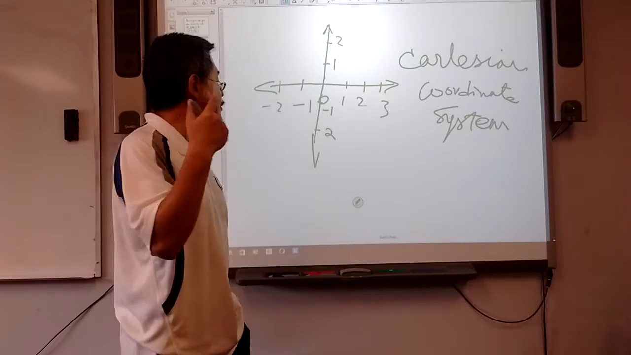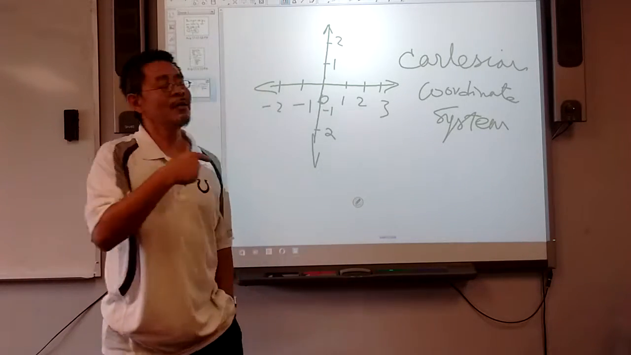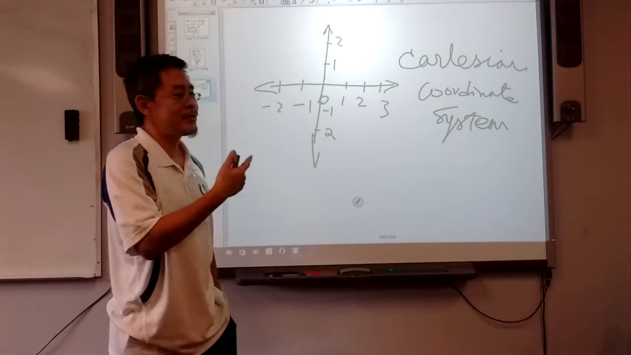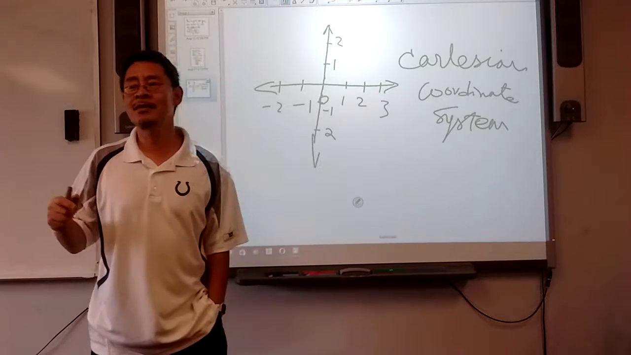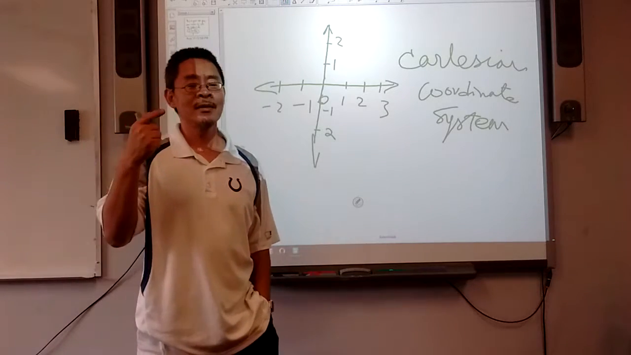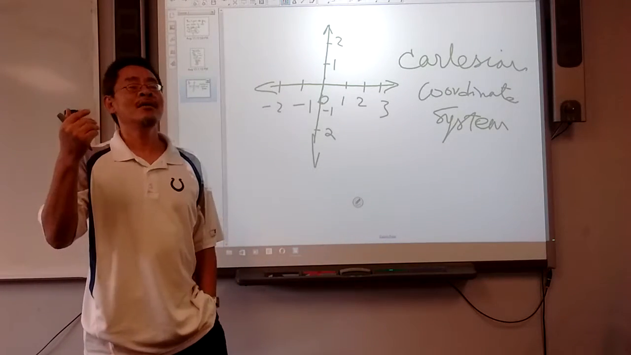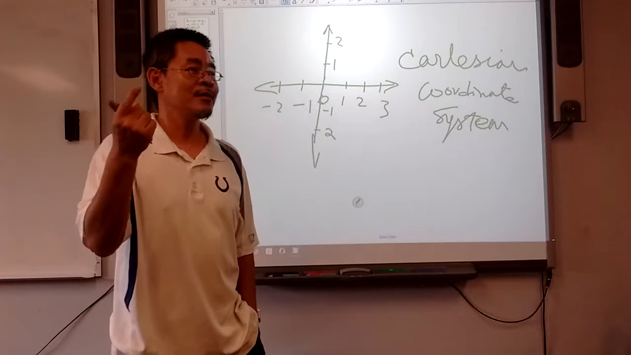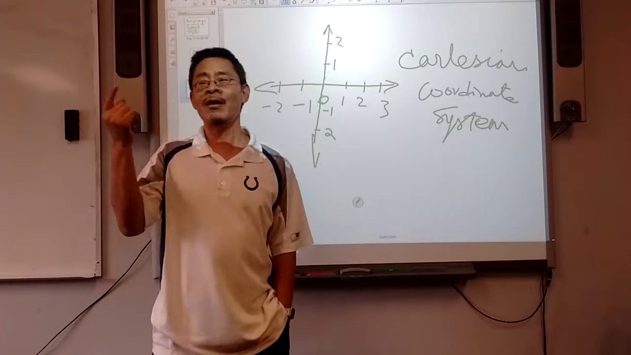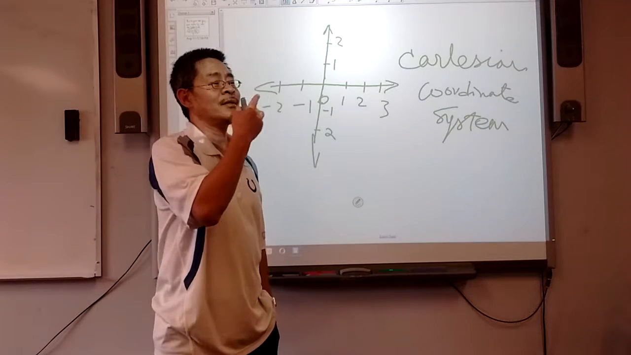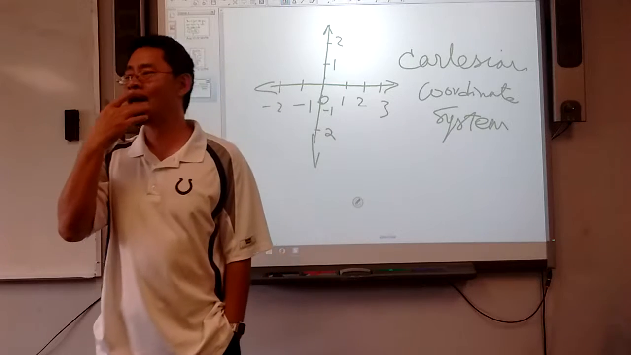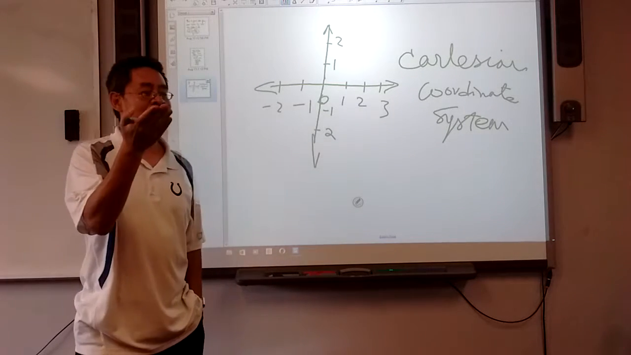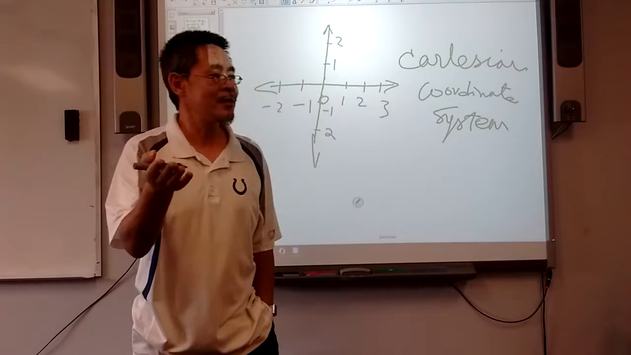So the story, there's one story on how he discovered this, how he invented this Cartesian system, is that one day he was, of course, lying in the bed. He saw a fly on the ceiling. And then the fly was walking along the ceiling. And he's trying to figure out, how do I describe this to someone? How do I express that so some people can understand?